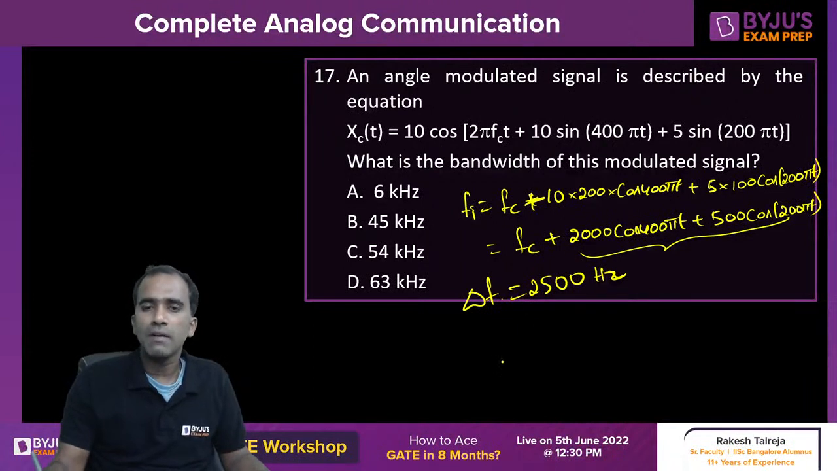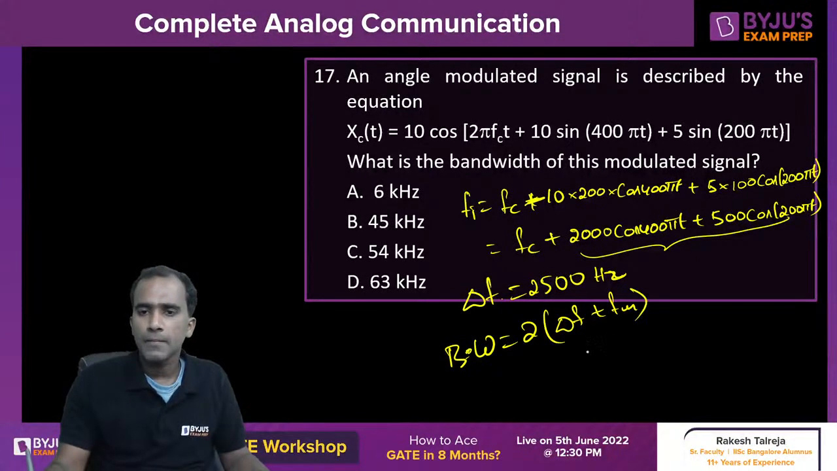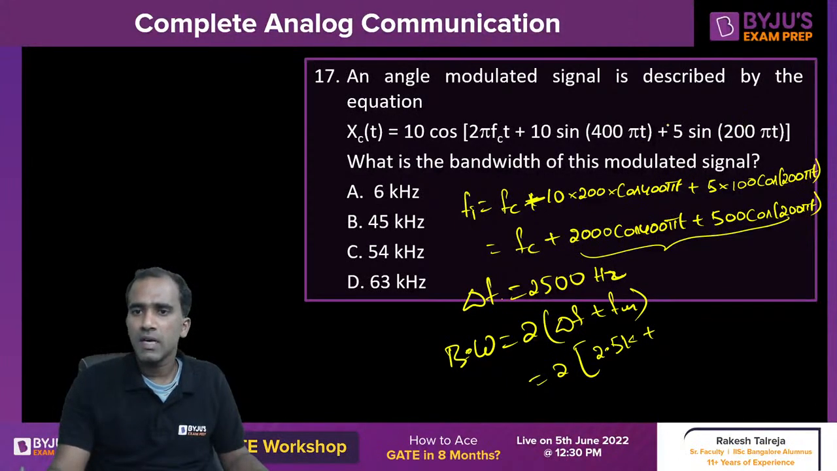So they're asking us the bandwidth. Bandwidth is equal to 2 into del f plus fm. So 2 into del f is 2.5 kilohertz plus what is the highest frequency in the message? There are two frequencies in the message, 100 hertz and 200 hertz. 200 hertz is the highest frequency. You can substitute that, which is 0.2 kilohertz. 2.5 plus 0.2 is 2.7 kilohertz into 2 is 5.4 kilohertz. Yeah, that is the answer.